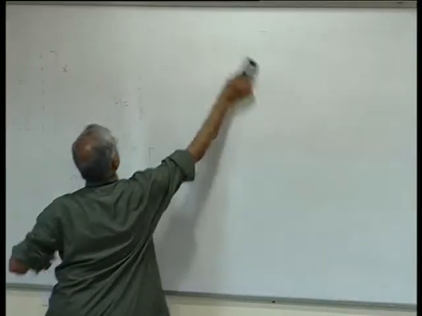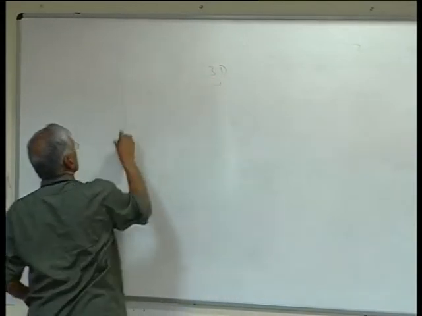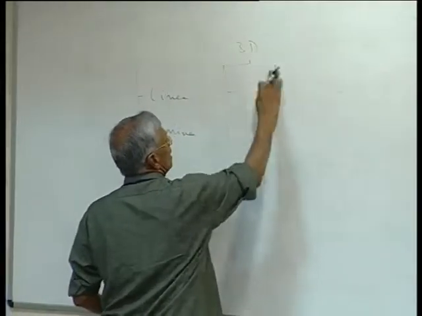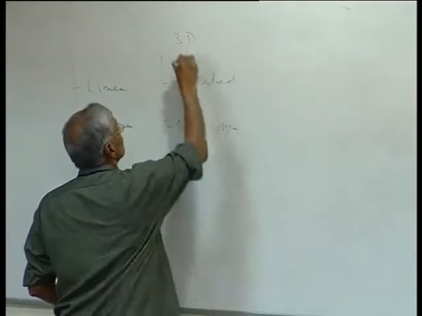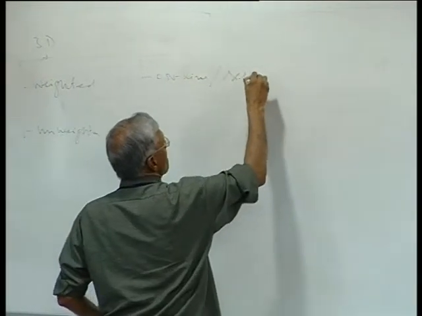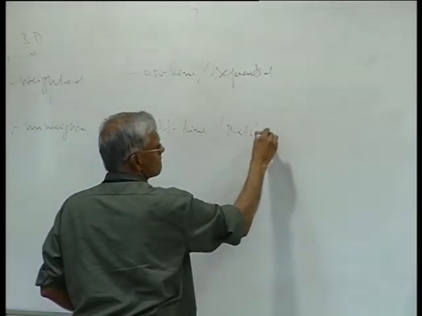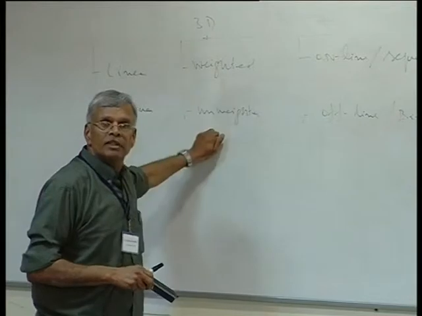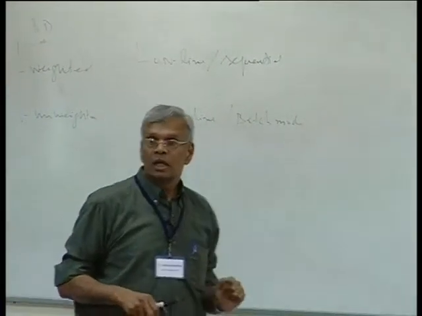So quickly summarizing, I'm done with 3D-var. 3D-var could be linear, nonlinear. It could be weighted, unweighted. It could be online or sequential, or offline or batch mode. Weighted means stochastic. Unweighted means deterministic. Linear, nonlinear. Online, sequential, offline, batch. Hey, that's what we have seen.